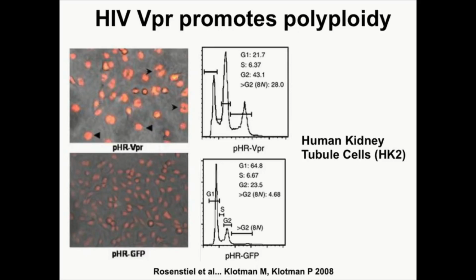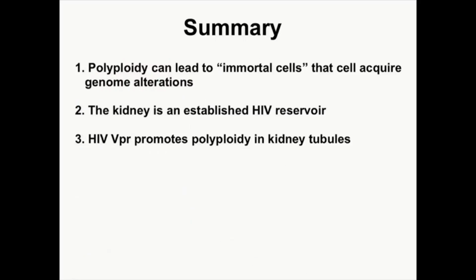So these are human kidney tubule cells that were transfected with VPR alone. And what we're looking at here are FACS plots, and you can see here's a control plot where you have the G1 and G2 peaks, but now in the VPR transfected cells, we have the third peak of higher ploidy, and so it's showing that VPR alone is sufficient to cause this polyploidization in the relevant cell type. And so to summarize this, this is where we started working together.